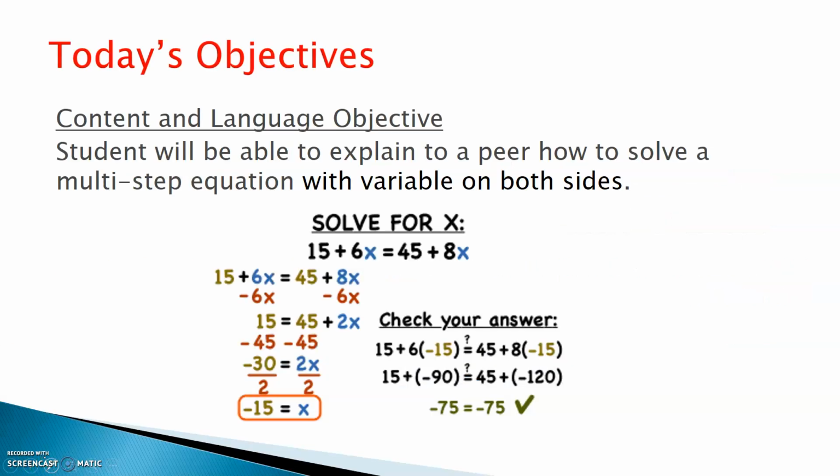All right, so today's objective: you'll be able to explain to a peer how to solve a multi-step equation. We're still solving for a variable, but when you have variables on both sides. What I mean by that, variables on both sides, you should turn that in red. Here's an example that I have, solve for x, and you notice that I have 6x on the left side of the equal sign, and I also have 8x on the right-hand side. So how does that work when you have variables on both sides?